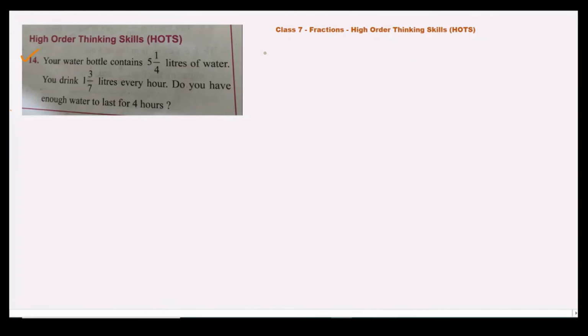Okay, so the water bottle capacity is how much? Capacity is equal to 5 1 by 4 liters of water. That is nothing but 5 into 4 plus 1 divided by 4, which is equal to 21 by 4 liters of water in the bottle. Now for every hour you are drinking 1 3 by 7, and for how many hours?